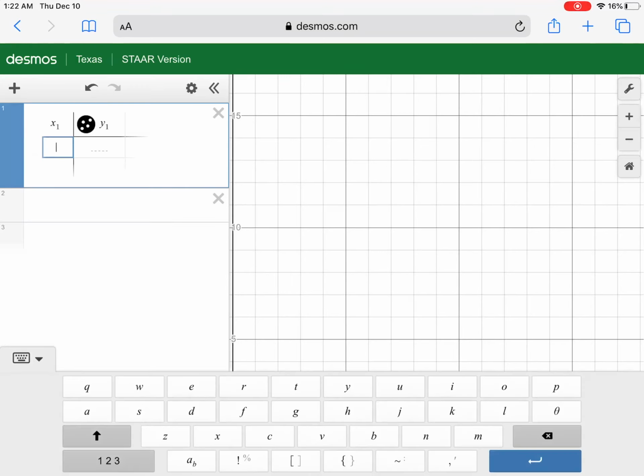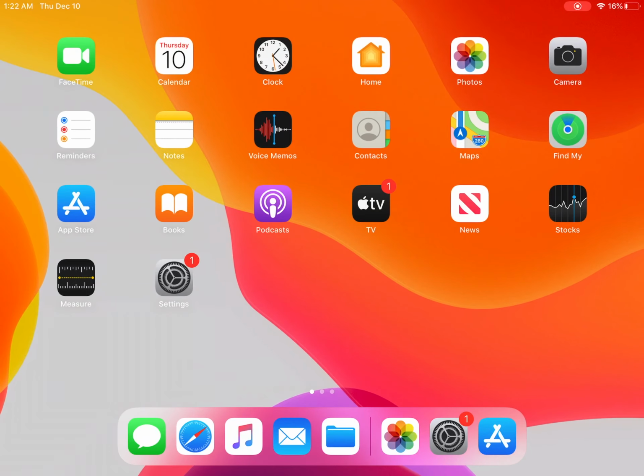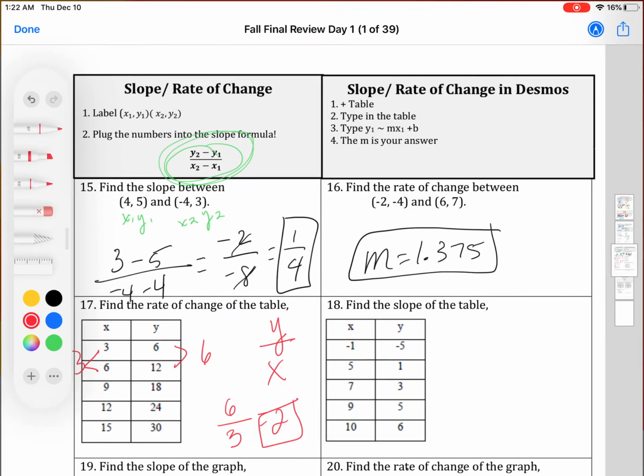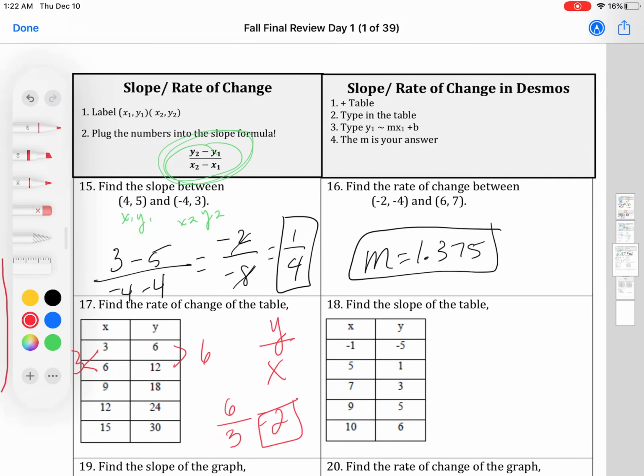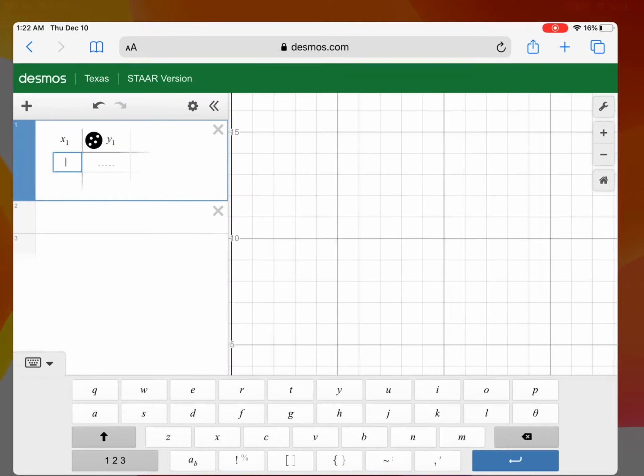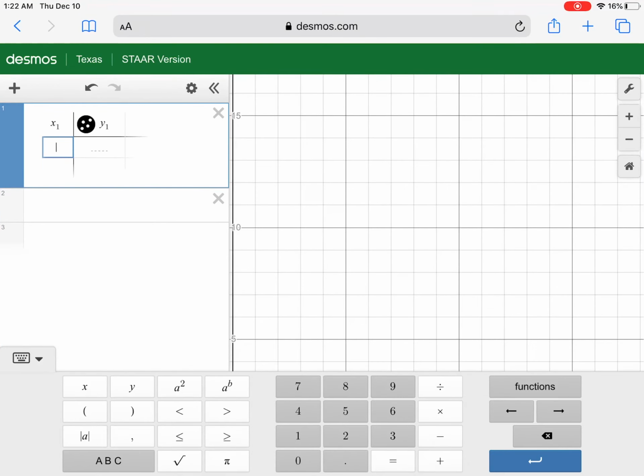Top left, plus sign, table. I'm going to type in my numbers: negative 1, 5, 7, 9, 10. Good.